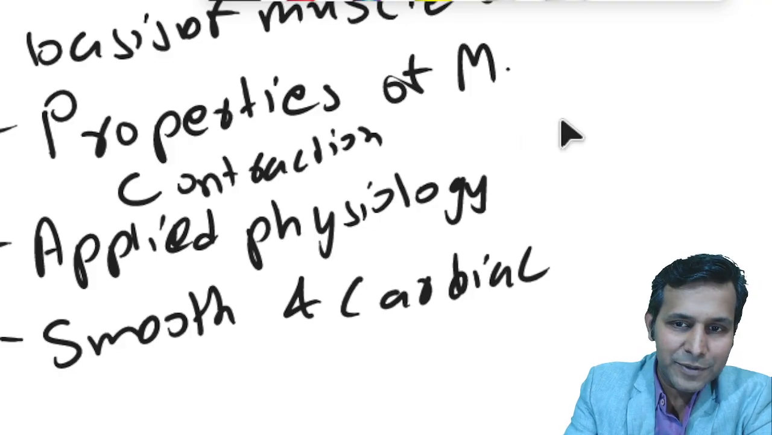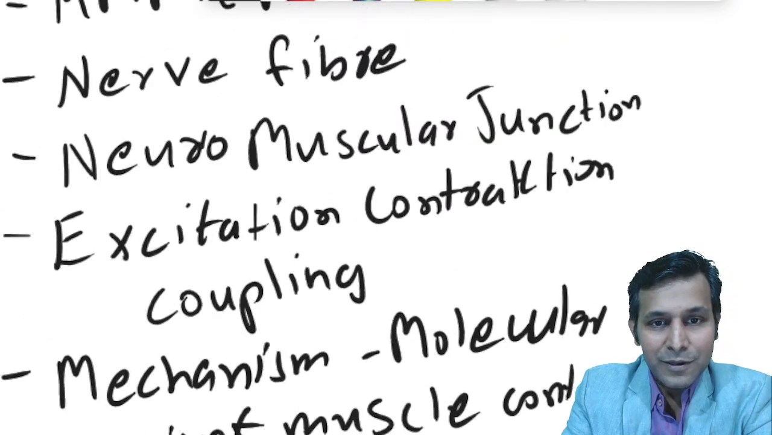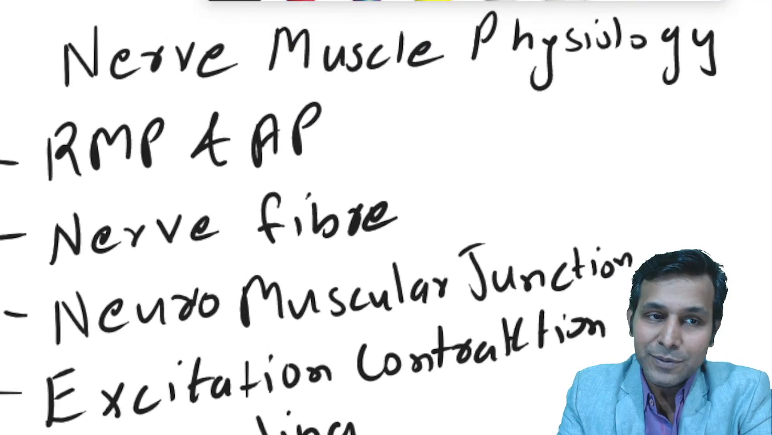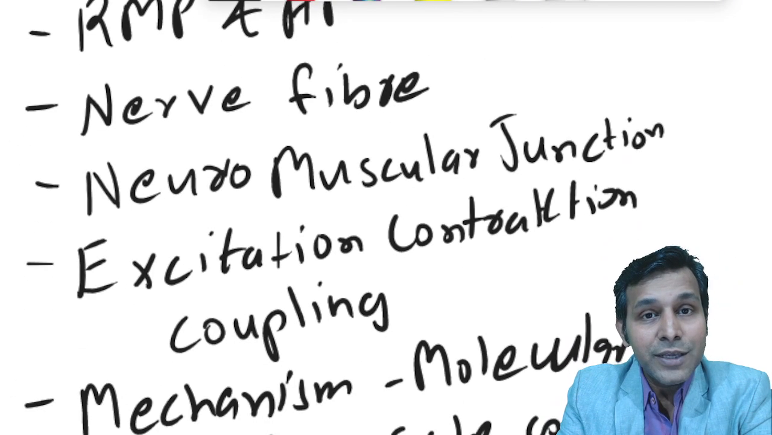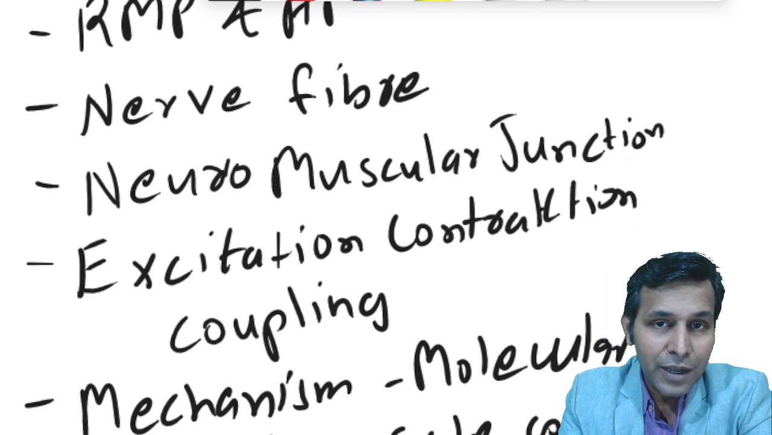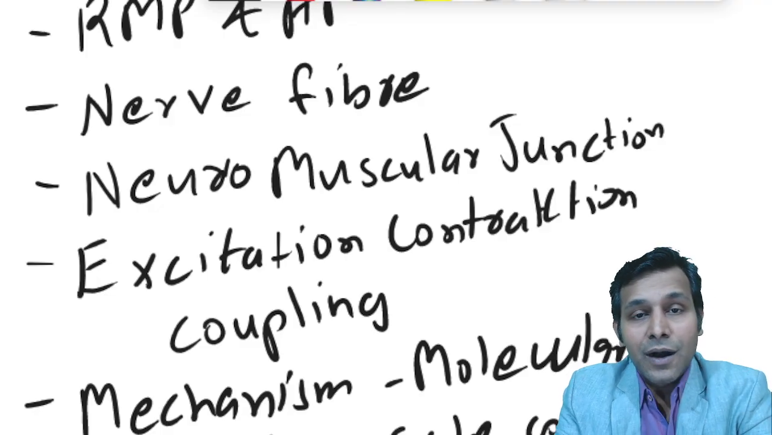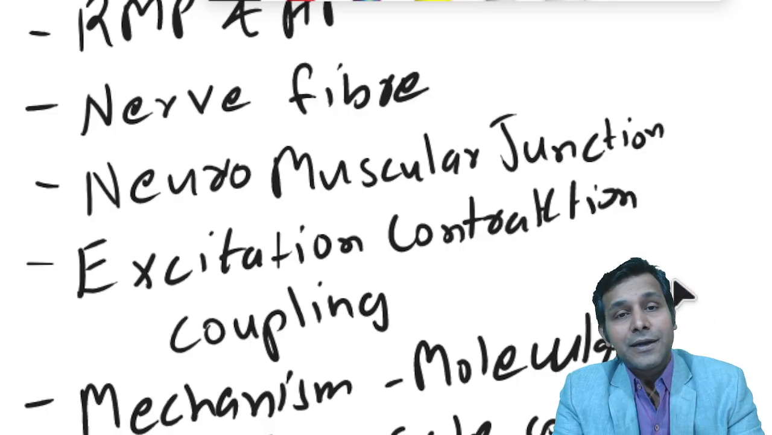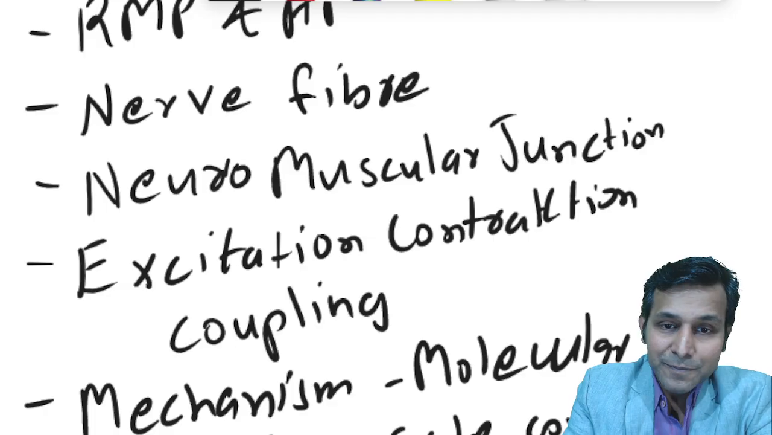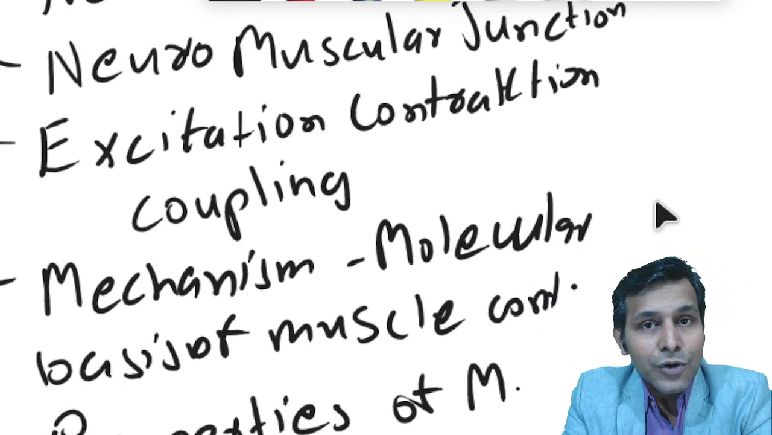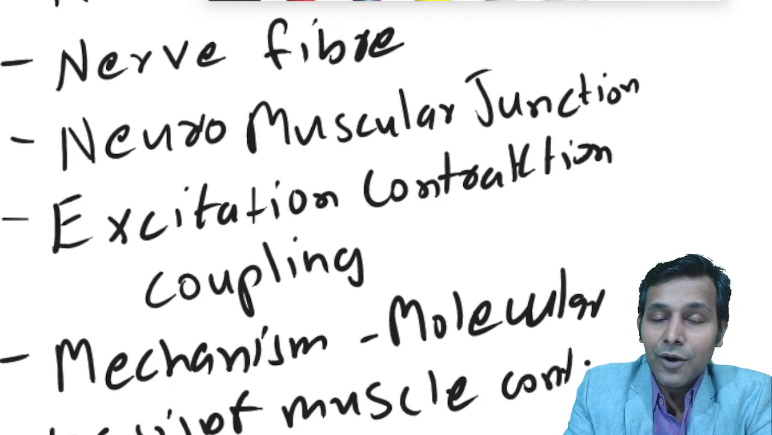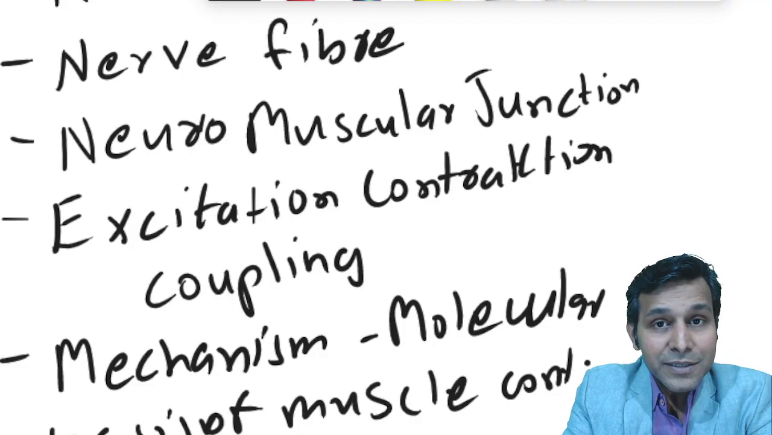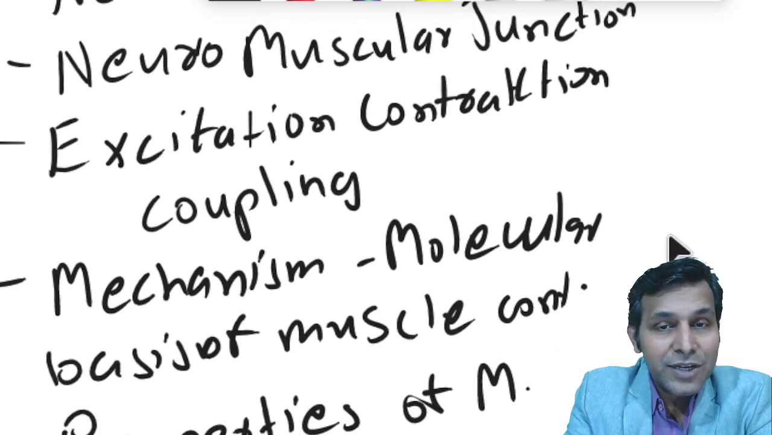Let us just recall what we'll be discussing in nerve muscle physiology. We'll be starting with membrane potentials, that is resting membrane potential and action potential. Then we'll be moving on to the nerve fiber itself, how the nerve fiber works, what the properties of nerve fiber are, how we classify nerve fiber, and certain points like degeneration and regeneration of the nerve fiber. Then we'll be going for the neuromuscular junction itself, how the nerve transmits the impulse to the muscle, and when the muscle receives the impulse it undergoes excitation and contraction.